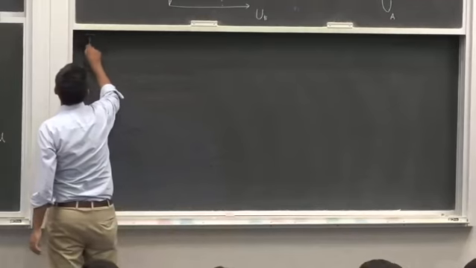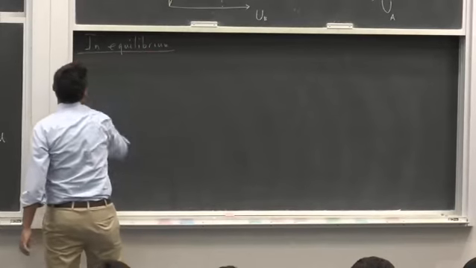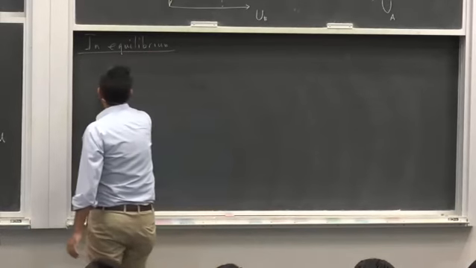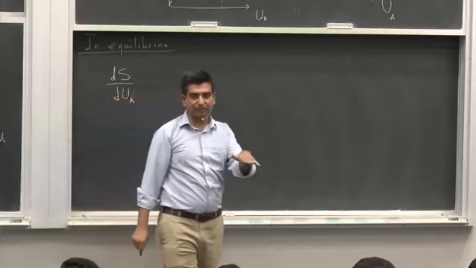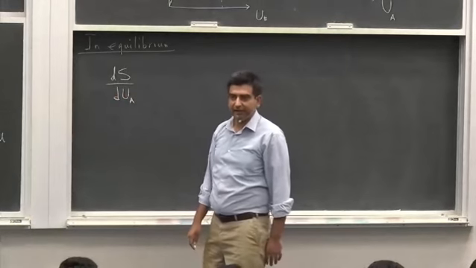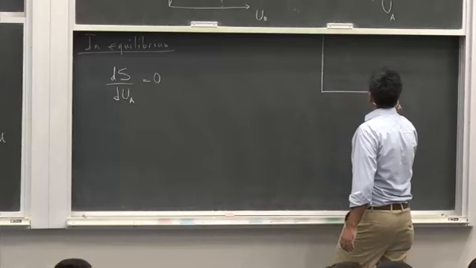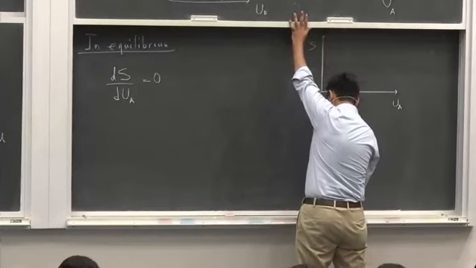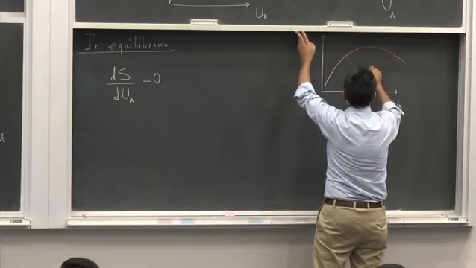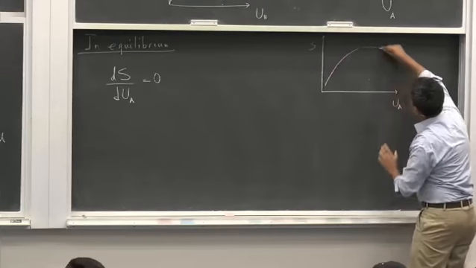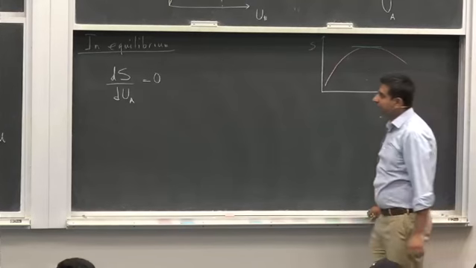In equilibrium, we know that the total entropy plotted with respect to the energy in one of the objects, A, has a slope that is 0. Agreed? This is this graph. I have UA on one axis and the total entropy of the system on the other. So in equilibrium, this slope is 0.